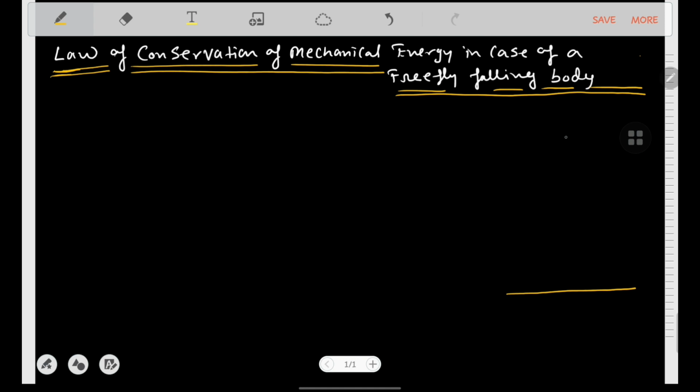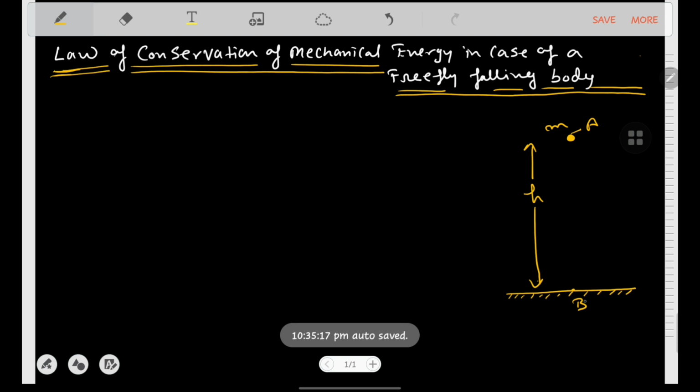So first of all, we need to consider one object here. This is the point A for us. This will be at height h. That means the total height of this object from the ground, this is our ground surface, is h. Now it is about to fall to the ground, so the ground will be our point B. So this is point A, this is point B. At point A, we are just holding the body which has mass m, and this object is about to fall on the ground, which is B.